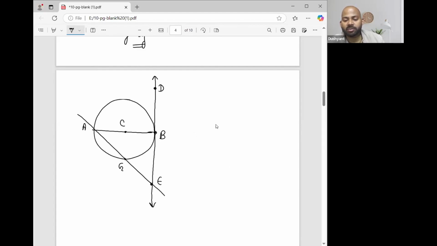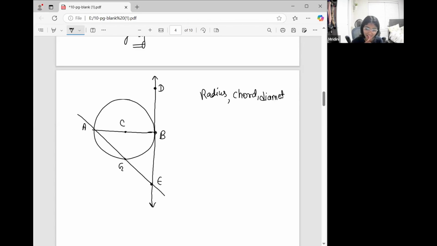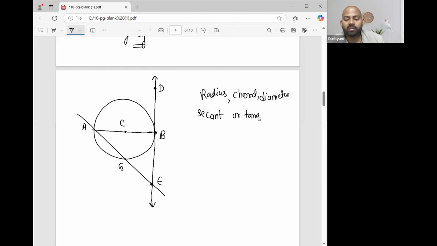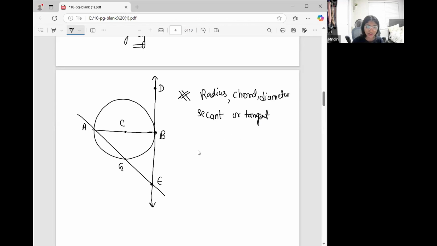Identify the segments here. Tell whether the lines, rays, or segments in space are described as a radius. So I need radius, chord, diameter, secant, and tangent. So radius is CB, or suppose AC. Specifically, yes, radius is AC or CB.